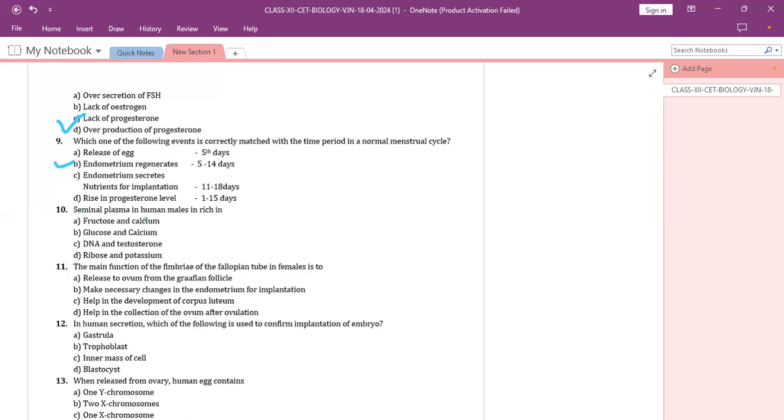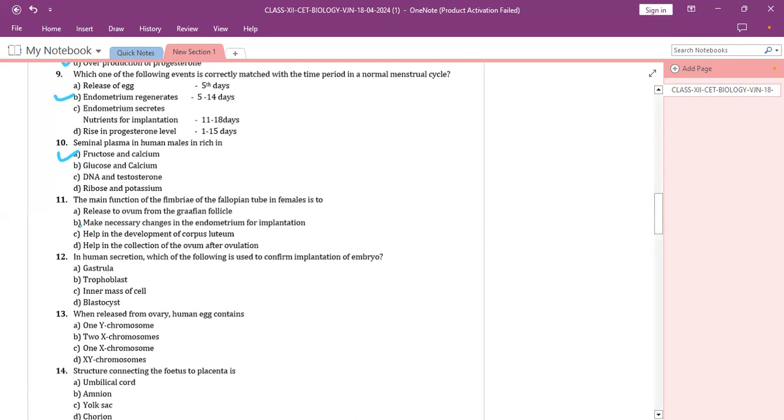10th one. Seminal plasma in human males is rich in: A. fructose and calcium, B. glucose and calcium, C. DNA and testosterone, D. ribose and potassium. Obviously we know the seminal plasma is rich in calcium and fructose. The human semen contains the seminal fluid as well as the sperm. Together it constitutes the semen, which is fluid with sperms, fructose and calcium and some prostaglandins. So option A is the right option.